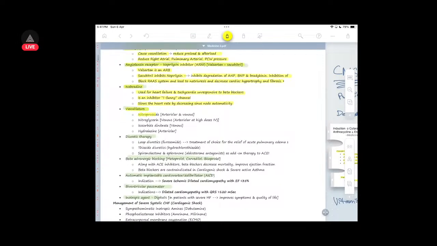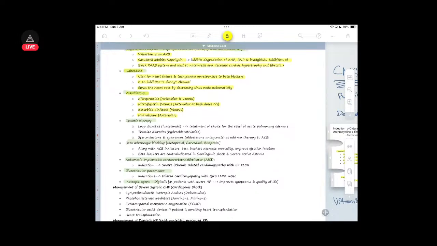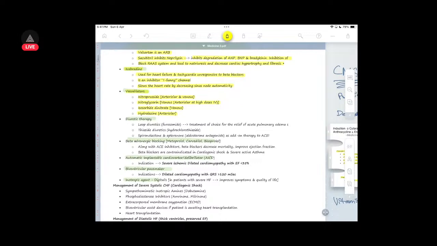Then you have vasodilators, which are nitroprusside, which is arterial and venous; nitroglycerin, which is venous, arterial at high IV doses; isosorbide dinitrate, which is venous; and hydralazine, which is arteriolar. All of these are vasodilators.